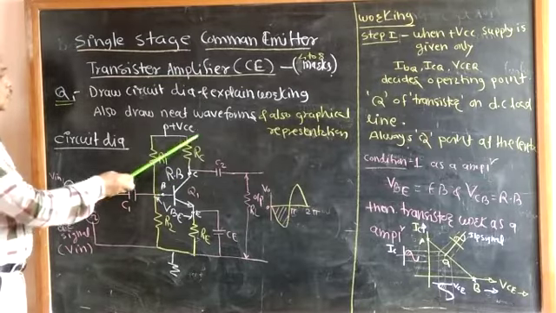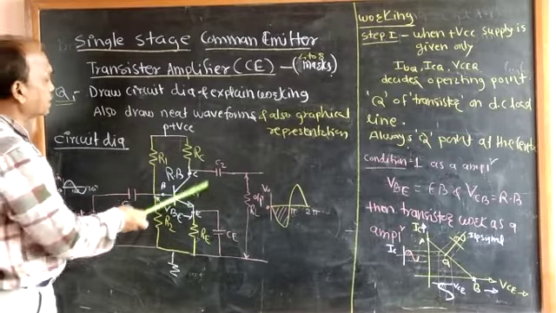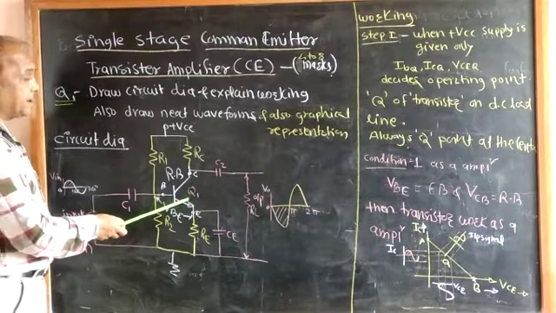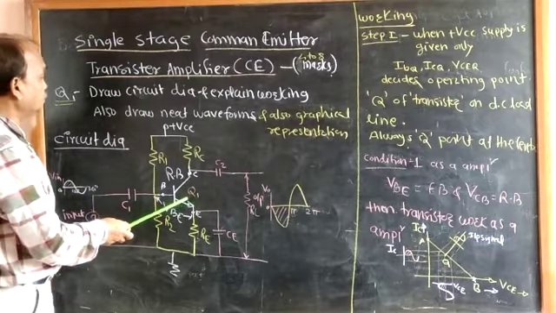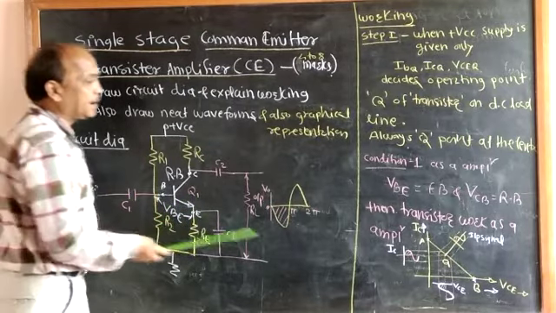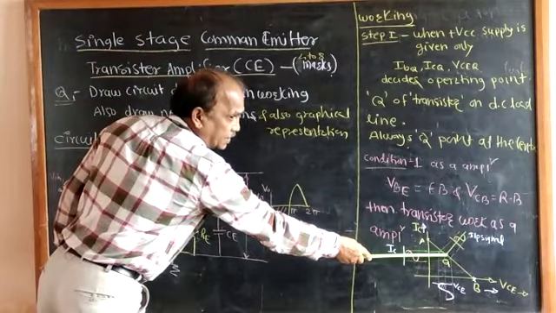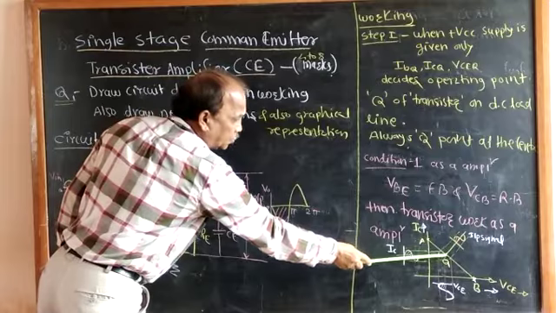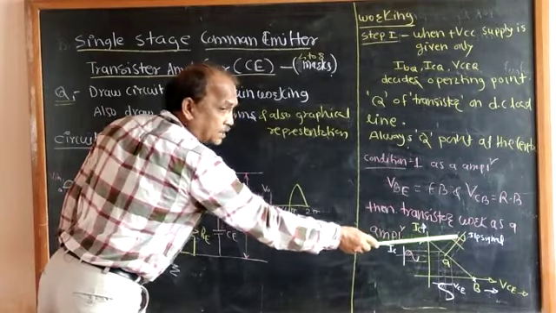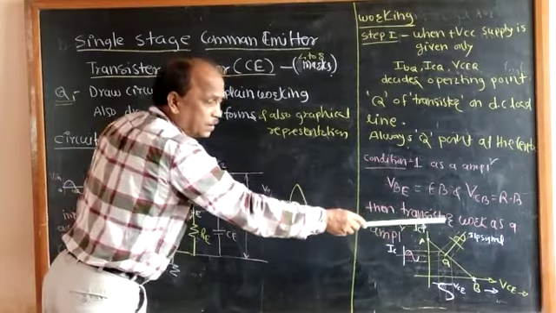Now, due to this DC supply, on the DC load line we can decide the operating point of a transistor. On the DC load line, the operating point Q is always kept at the center. Whenever the Q point is at the center, the transistor works for the full 360 degrees and can amplify the full positive as well as negative cycles.